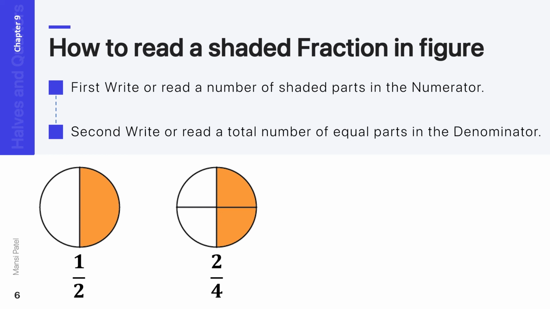If we shade the third part of this figure, if we just color in this third part of this figure, then what is the number name of this fraction? The number name for this fraction is 3/4, or we can say three quarters.